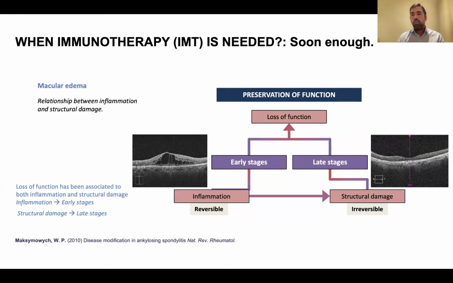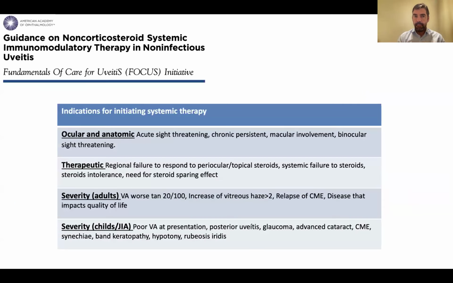Why? Well, our goal should be preservation of function in our patients. And to preserve function, for example, in cases of macular edema, we need to act in early stages of the disease when inflammation is reversible. If we act in later stages, there will be a structural damage with atrophy of the external layers of the retina, with fibrosis, and this situation will be irreversible.